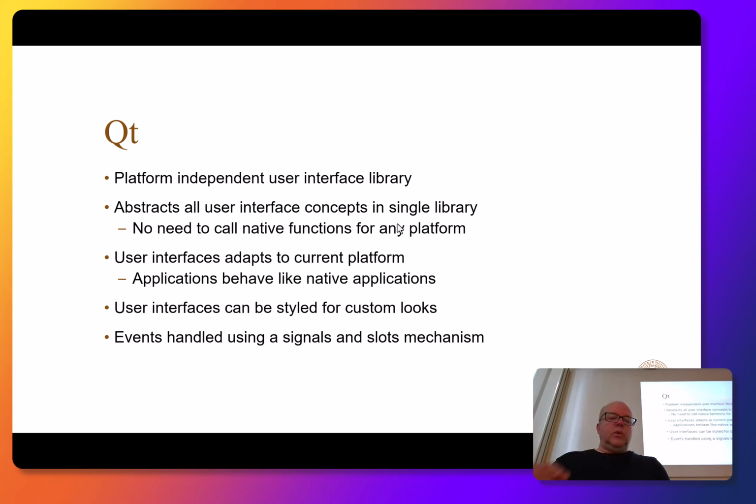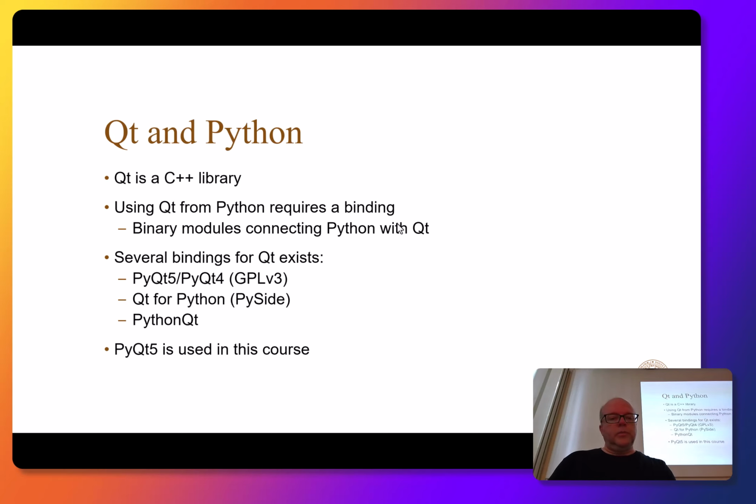And then the events, when you click the mouse, type on the keyboard, or move the windows, are handled through a special system called signals and slots. That means that you connect a virtual cable between the button and your code. The button sends a signal, and you connect it to a slot in your code. That is how you handle the events of the application.